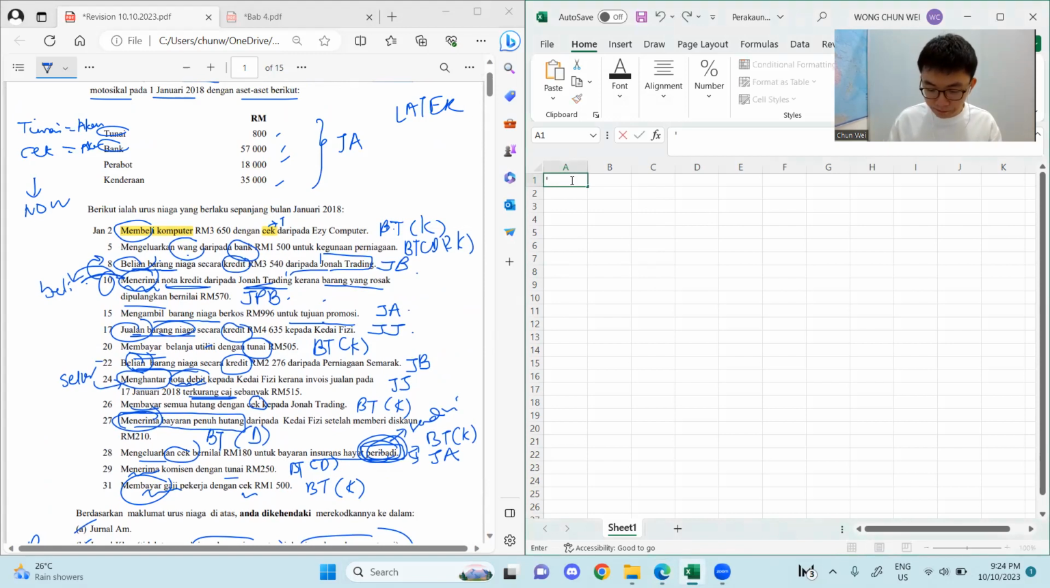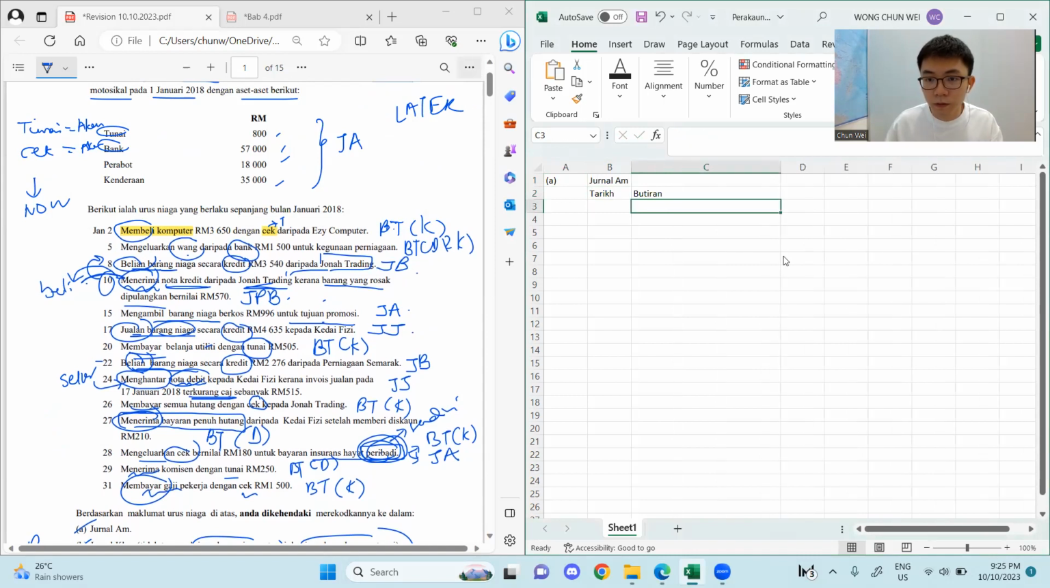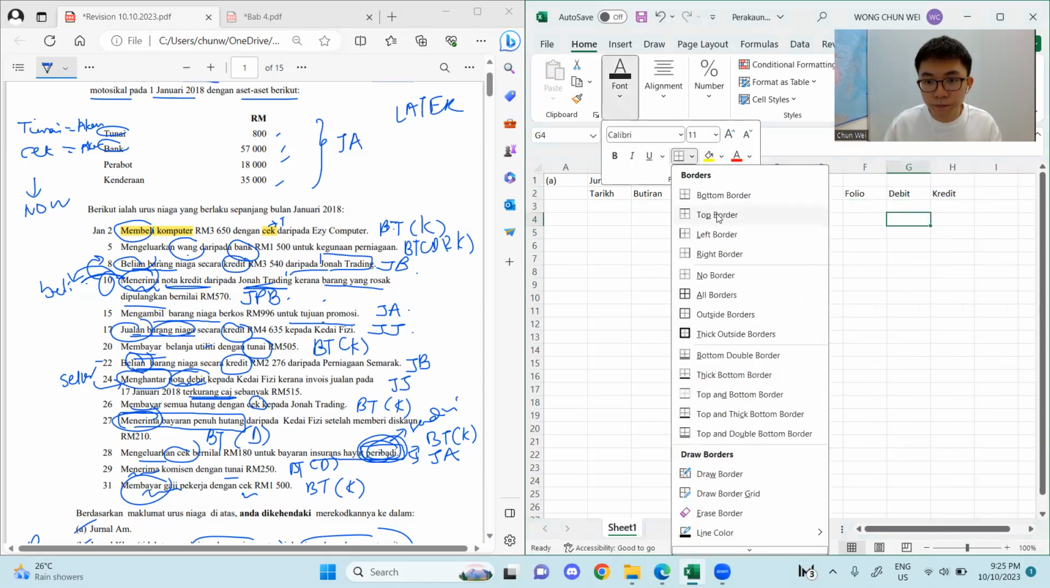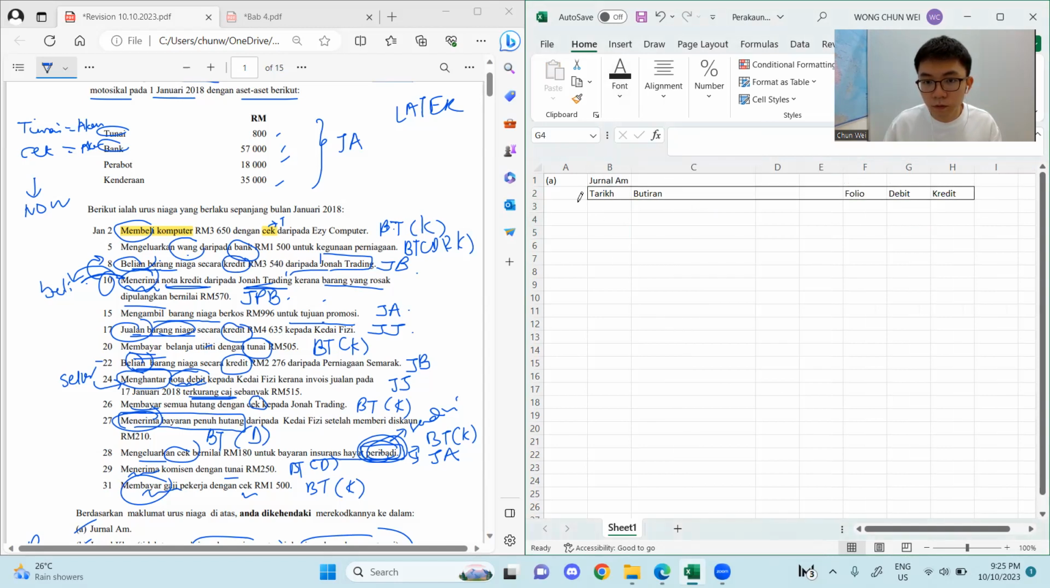So now, let's start. Jurnal am. So got direct. So just follow the format. Then this is jurnal am. That's why there is a debit and credit. Then you draw the line.